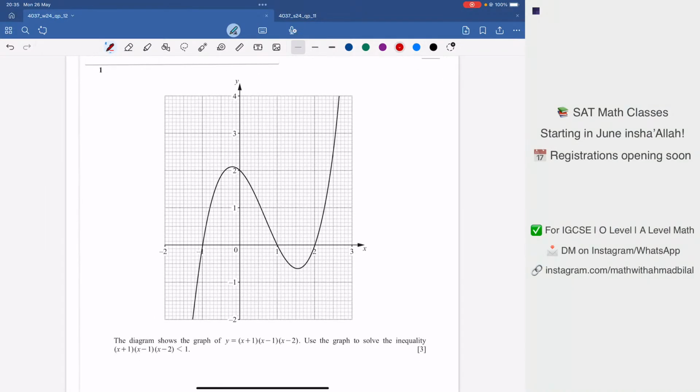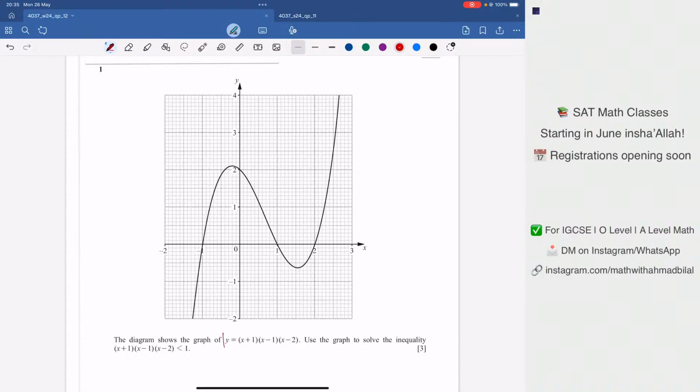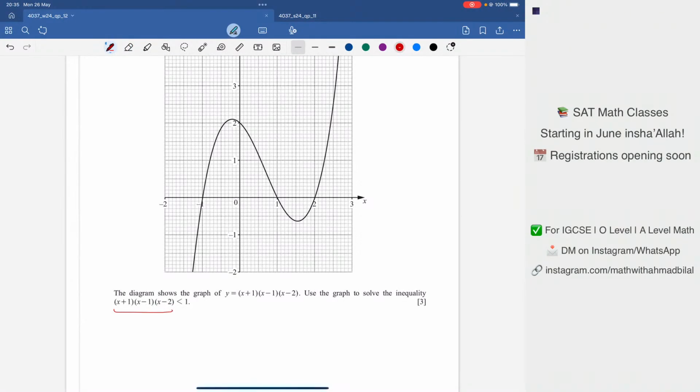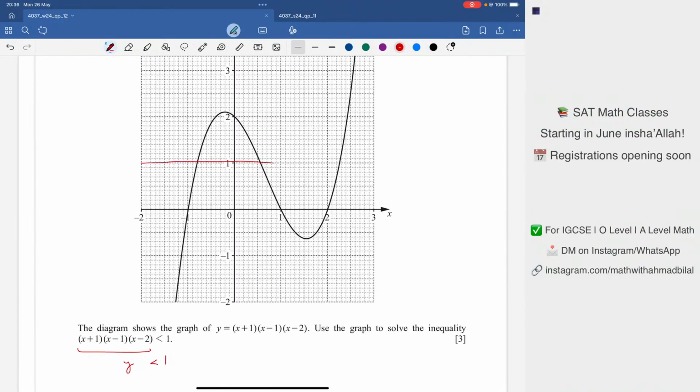We've got this cubic graph given, and they've told us that the graph is for this particular cubic function. We need to use the graph to solve the inequality (x plus 1)(x minus 1)(x minus 2) less than 1. Now, it's the same function that you have on the left side of this inequality. You want this to be less than 1. All right. Now, this function is basically y, right? So you want y to be less than 1. Now, where is y equal to 1 on this graph? You can draw this horizontal line here like this. This is where the graph is equal to 1, right? This is the line that represents y equals 1.